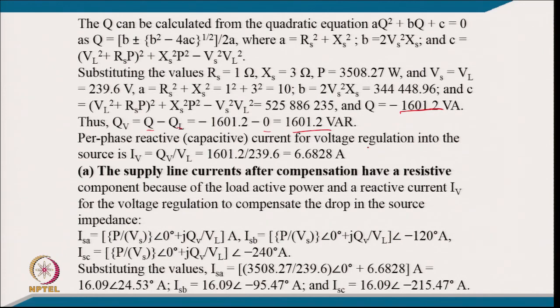The per phase reactive current for voltage regulation is IQ equal to Q by VL, and we know Q, so we divide by voltage. We can find 6.6828 ampere. The supply line current after compensation has a resistive component because of the load, and a reactive component for voltage regulation to compensate the drop in the source impedance. So, this is the active part, and this is the reactive part for voltage regulation. Substituting these, ISA, ISB and ISC come about 16.09 at the angle of minus 24.53, and all 3 will be balanced, at minus 120 degrees and minus 240 degrees from A phase.